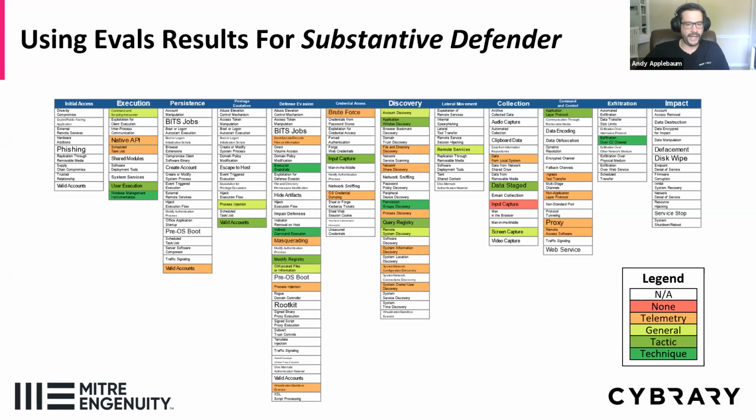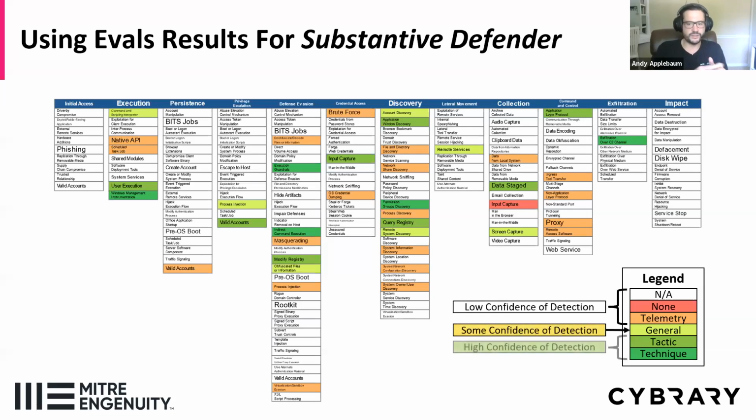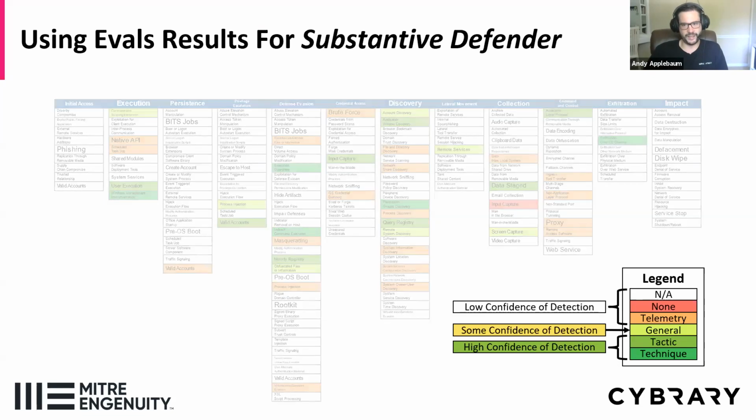And one of the questions you'd ask, if you want to use this as part of your assessment, is: I have this idea of, let's say, low, some, and high confidence. How do I map what evals is scoring over to what the ATT&CK assessment is trying to use? What we can do here is a very simple mapping: anything that's not applicable, none, or telemetry, let's call that low confidence. Anything that's general detection, maybe some confidence, and then tactic or technique, let's call that high confidence. And that seems to make sense at face value.